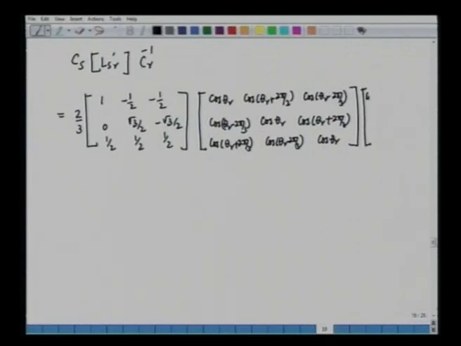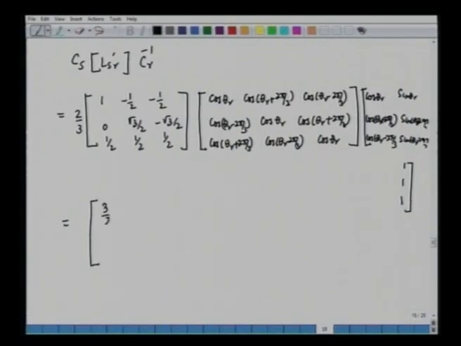This is cos theta r, plus 2 pi by 3, cos theta r minus 2 pi by 3, sin theta r, plus 2 pi by 3, sin theta r minus 2 pi by 3, and 1, 1 and 1. So, this is the last column of this particular matrix. Now, if you simplify this, this will turn out to be the following matrix.